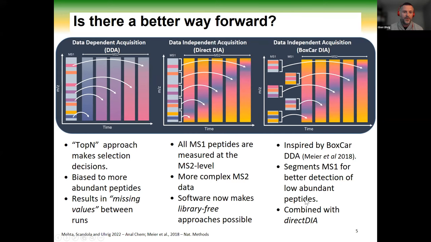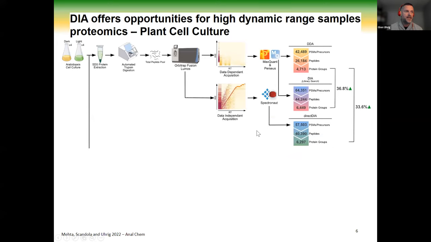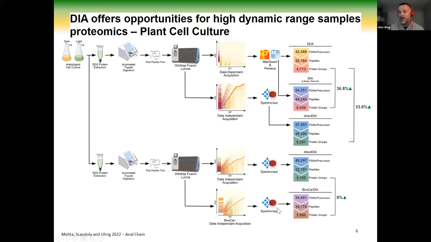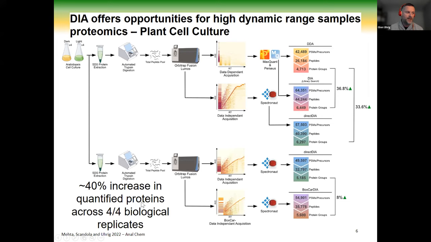So to do this work and to benchmark our BoxCar DIA proteomics acquisition approach, we used light and dark grown Arabidopsis cell culture, a fairly simplistic system, but one that has quite a few differences between the two. And we compared data-dependent acquisition, the standard workflow, to direct DIA, which is a library-free DIA acquisition approach. We already saw quite a substantial number of proteins that we could quantify. We saw almost a 34% increase. And then we compared our BoxCar DIA acquisition to our direct DIA acquisition and got an additional 8%, which roughly equates to about a 40% increase in quantified proteins across four biological replicates.